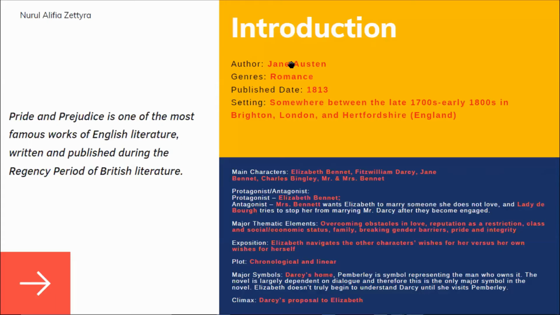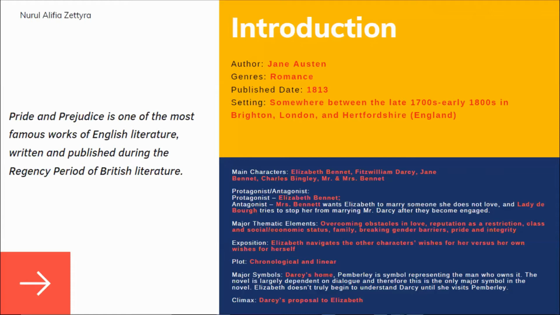First of all, Pride and Prejudice is one of the most famous works of English literature, written and published during the Regency period of English literature. The author is Jane Austen, the genre is romance, and it was published in 1813. The setting is somewhere between the late 1770s and early 1780s.